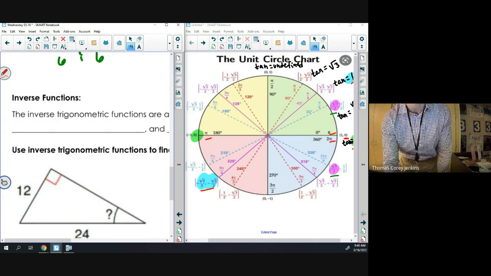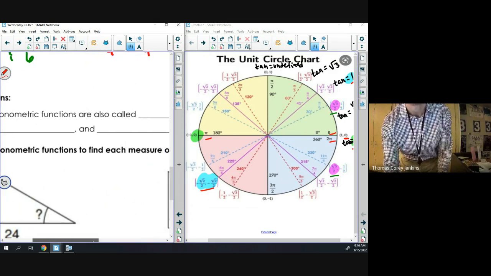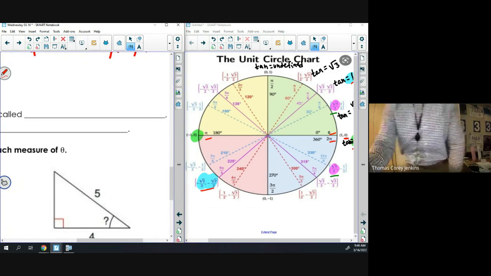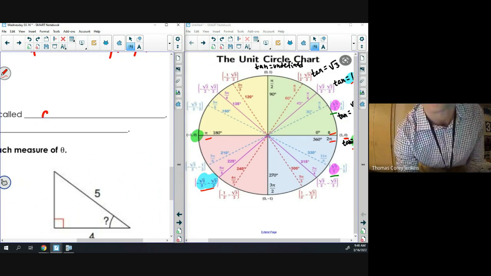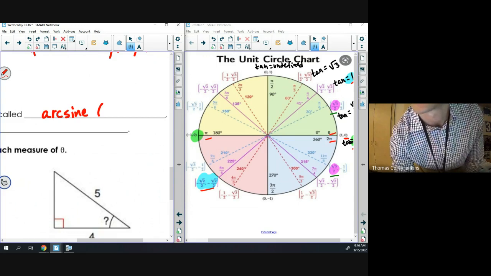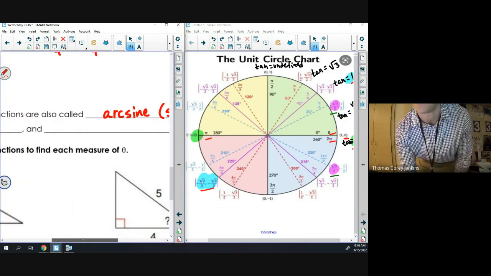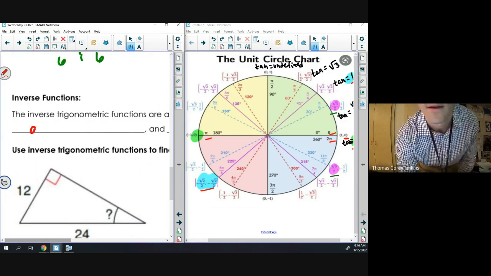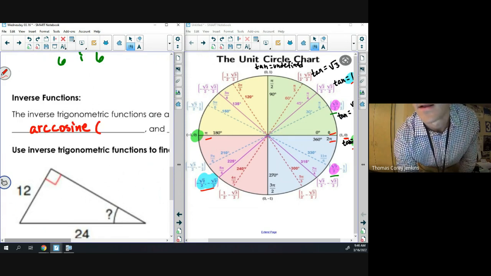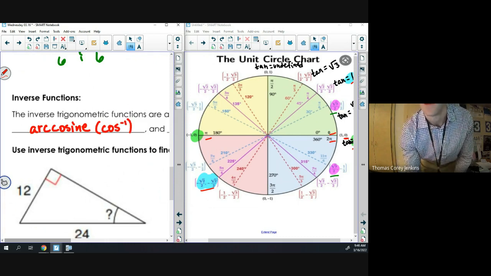All right, so it says the inverse trig functions are called, so just to review what we call them again, we say arc sine. On our calculator, that looks like sine to the -1. Then you have arc cosine. On your calculator, looks like cosine to the -1. And lastly, arctangent.